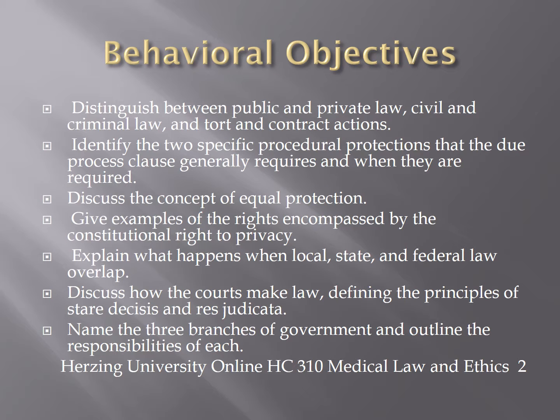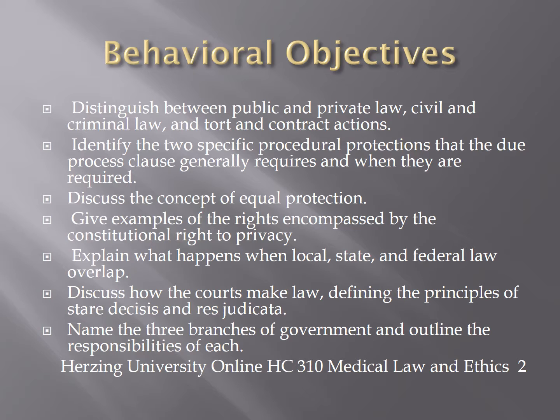Behavioral objectives for Unit 1. At the end of this unit, you should be able to distinguish between public and private law, civil and criminal law, and tort and contract actions. You should also be able to identify the two specific procedural protections that the Due Process Clause generally requires and when they are required. You should also be able to discuss the concept of equal protection under the law as provided by the Constitution of the United States.